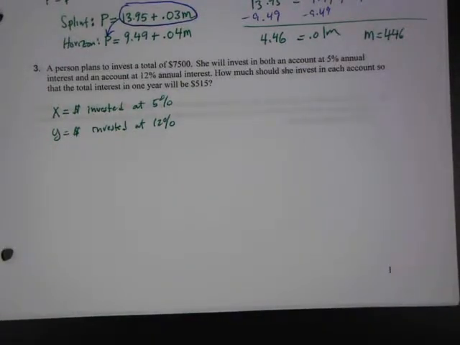All right, well, this has become pretty common now. We have 2 variables. If we have 2 variables, how many equations do we need? 2. We need 2. Anybody got an equation for me? X plus Y equals 7,500?